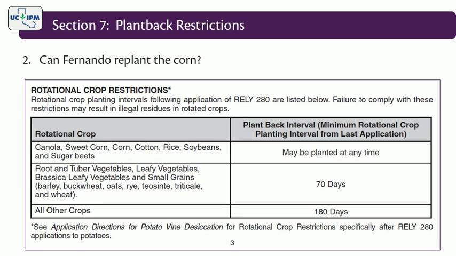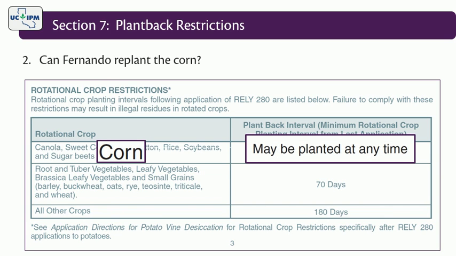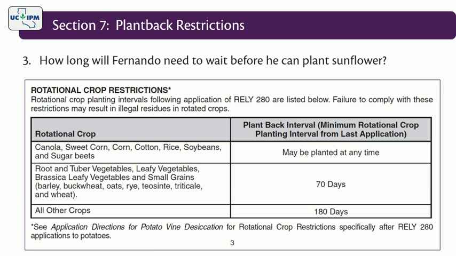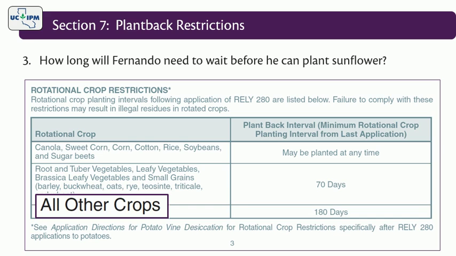However, he can replant corn immediately. Sunflower is not specifically listed as a rotational crop on the Rely label. Therefore, it falls into the All Other Crops category, and the plantback restriction is 180 days from the date of the application.